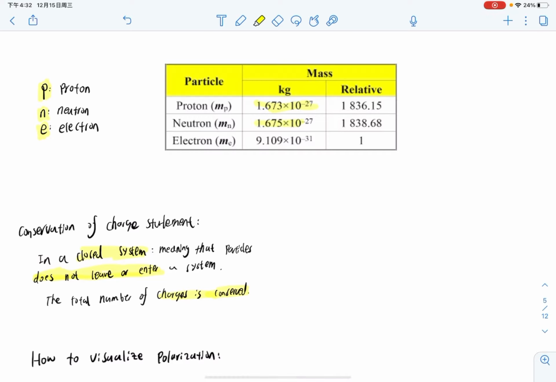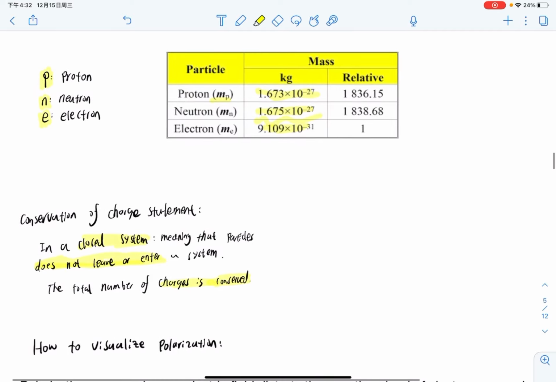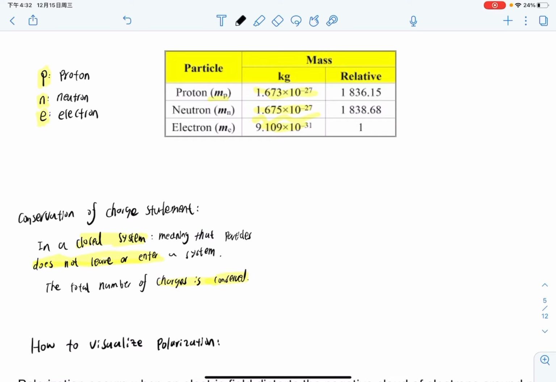Neutron's mass is very close to the proton's, and the electron's mass is not close. It's relatively much smaller compared to the mass of the proton and neutron. And the ratio of MP divided by ME is about 1836 divided by 1. You can see the ratio is quite large.